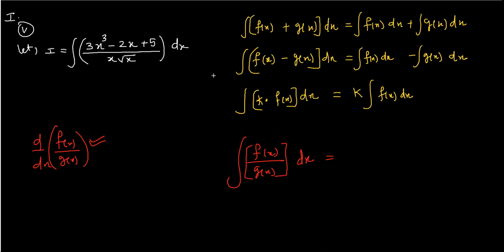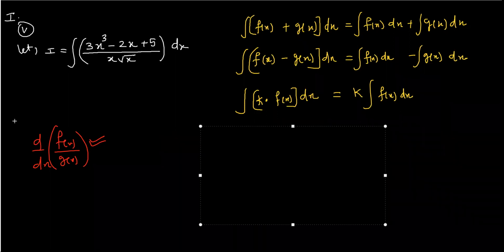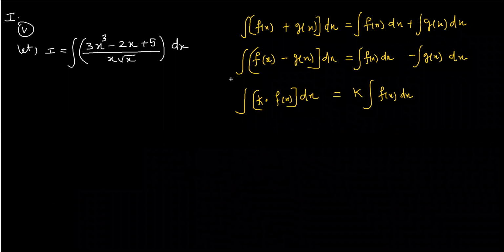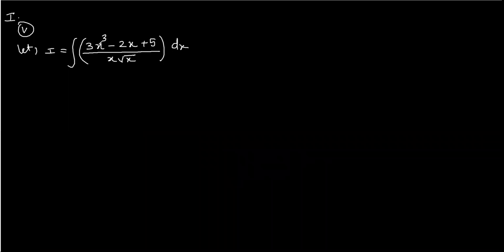Now why do I find the need of this explanation? Why do I have to explain this? The reason was very simple, because you check here what you have. In the problem that I am solving, in the numerator you have a function of x, and in the denominator you have a function of x. So how do I do it?